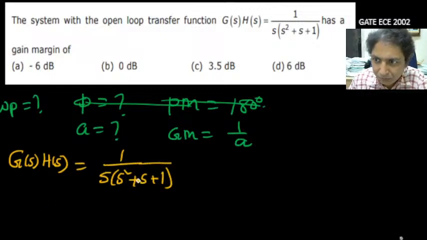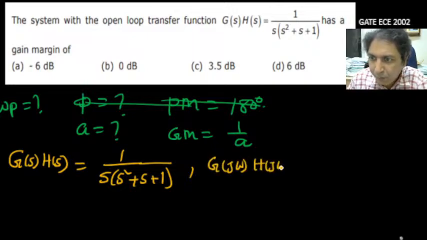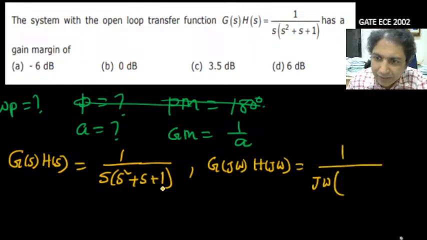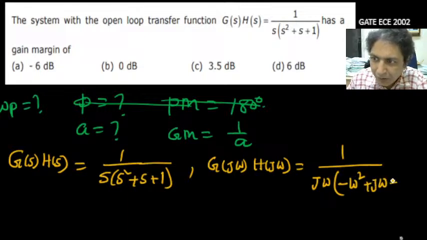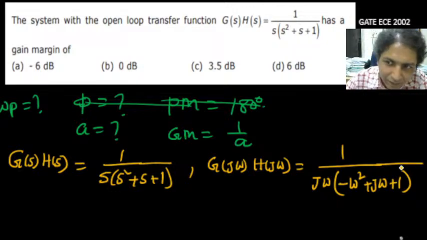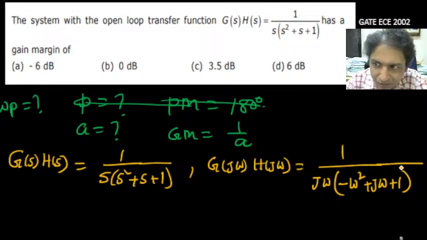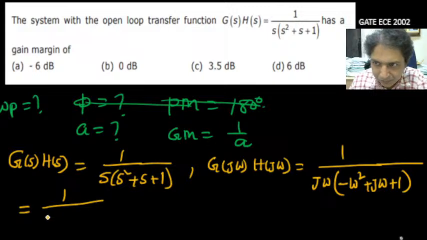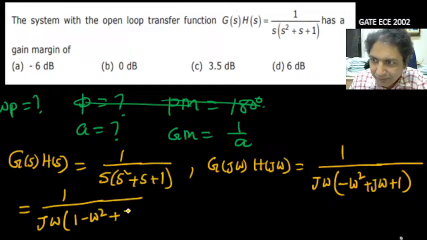So first I will consider G(j omega)H(j omega), where we replace s by j omega. This is 1 upon j omega, and for (j omega) square, j square is minus 1, so minus omega square plus j omega plus 1. I think it is clear, I am replacing s by j omega. Now this is 1 upon j omega, and I can rearrange the other part as 1 minus omega square plus j omega.